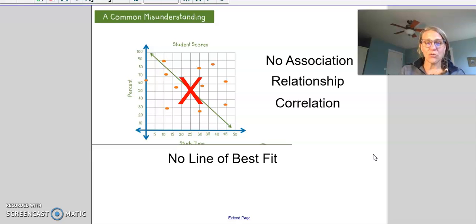So this particular situation would not show any relationship whatsoever. And so we wouldn't put a line of best fit through it. We would just say there is no relationship or no association.